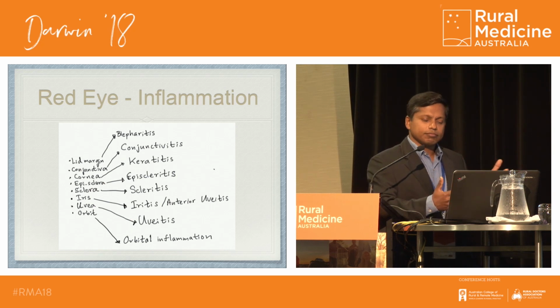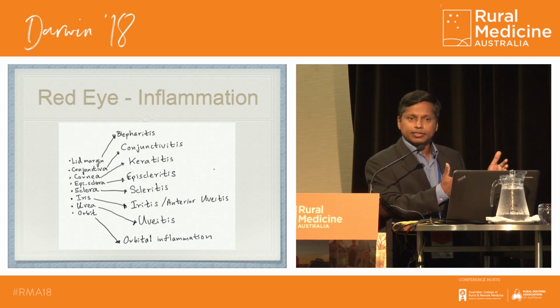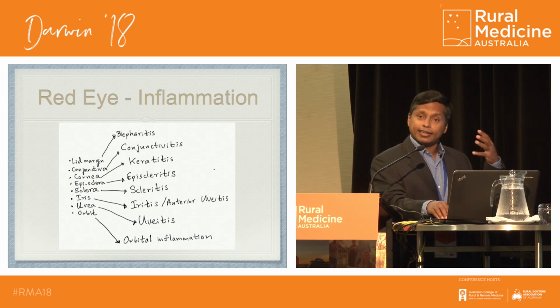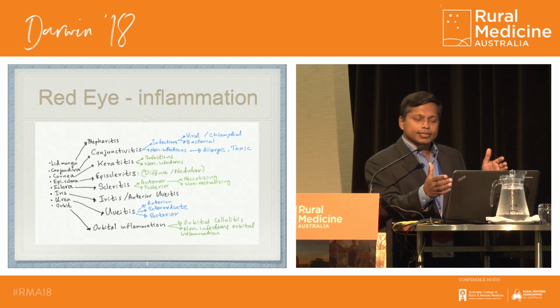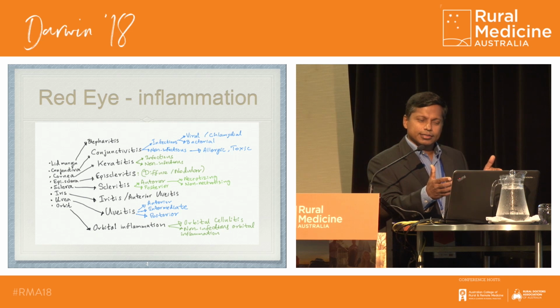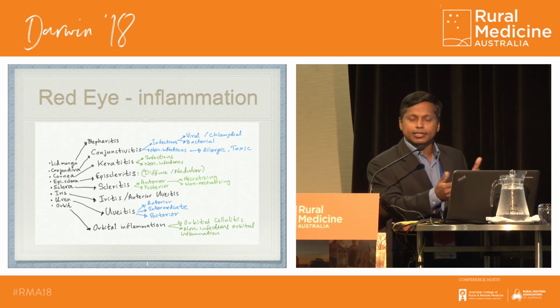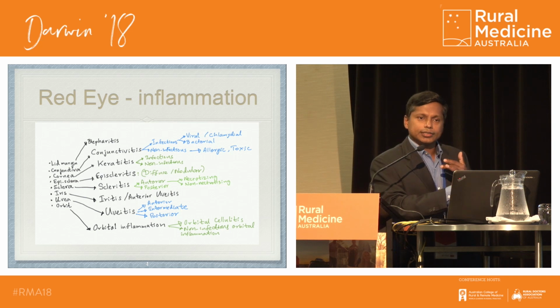And the orbit can have different names. With infection, we call it orbital cellulitis, or it can be non-specific orbital inflammation. So these are the structures that can get inflamed and cause a red eye. Okay? But there are further subcategories for each of these inflammations. It can be associated with infection or without infection. For example, conjunctivitis can be secondary to infection, from viral, chlamydial, or bacterial causes, or can be non-infectious conjunctivitis from allergic or toxic causes, and so on.